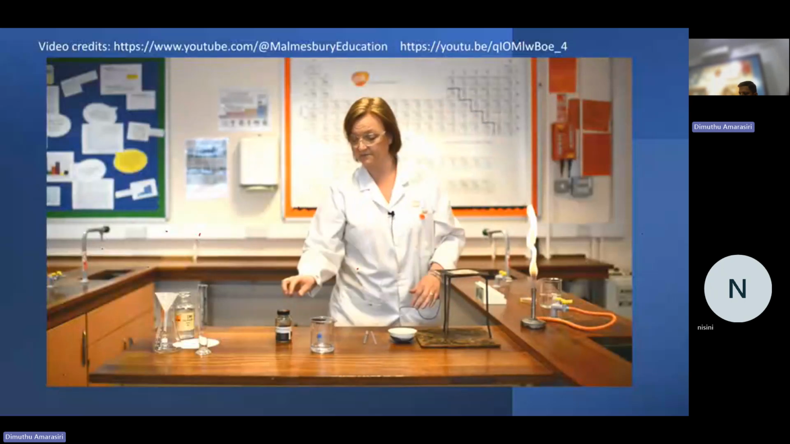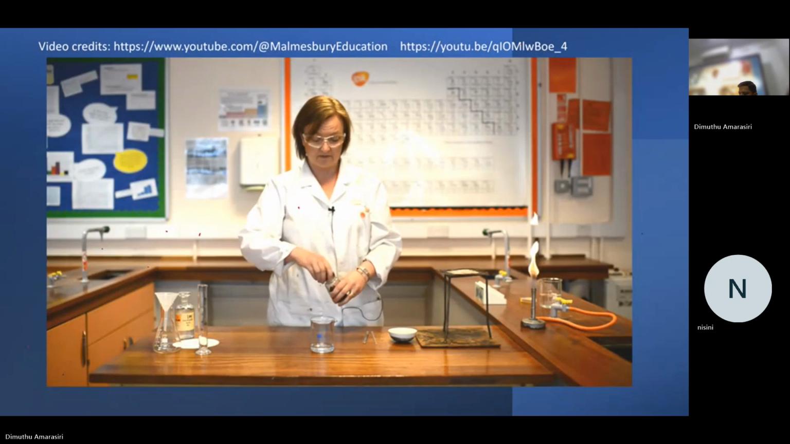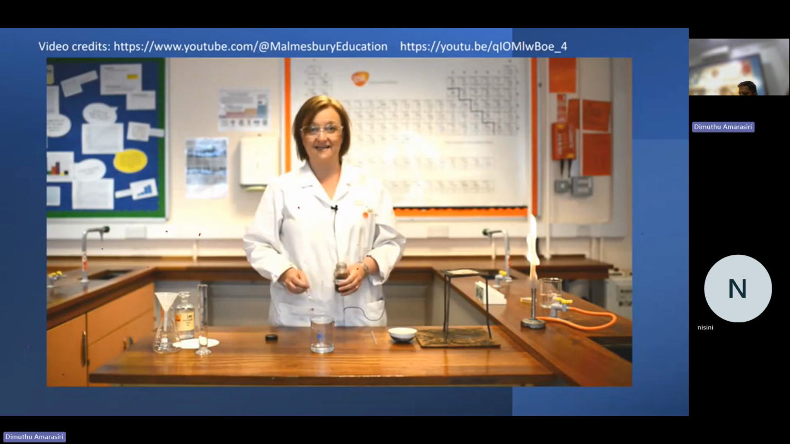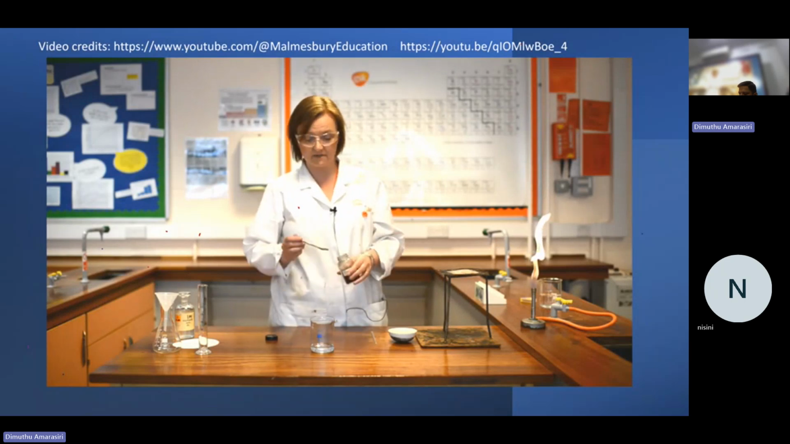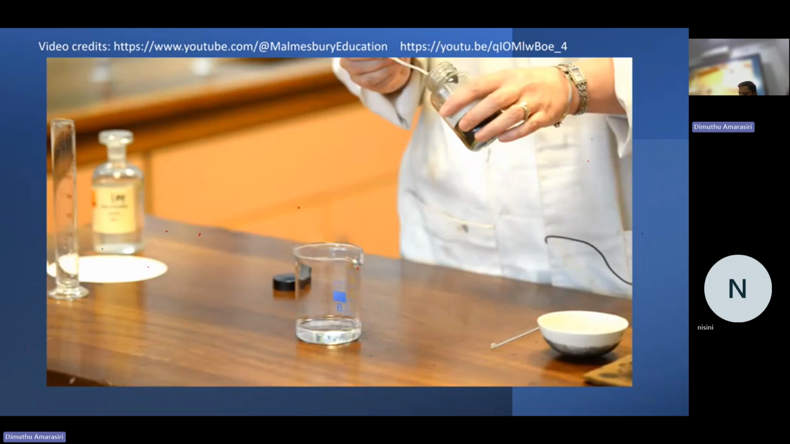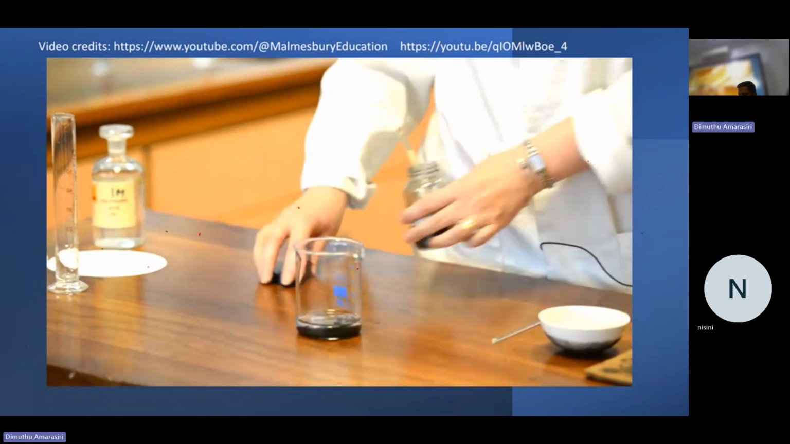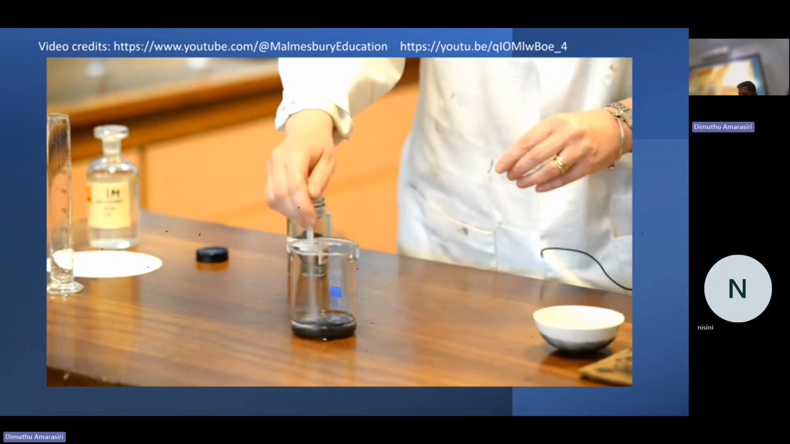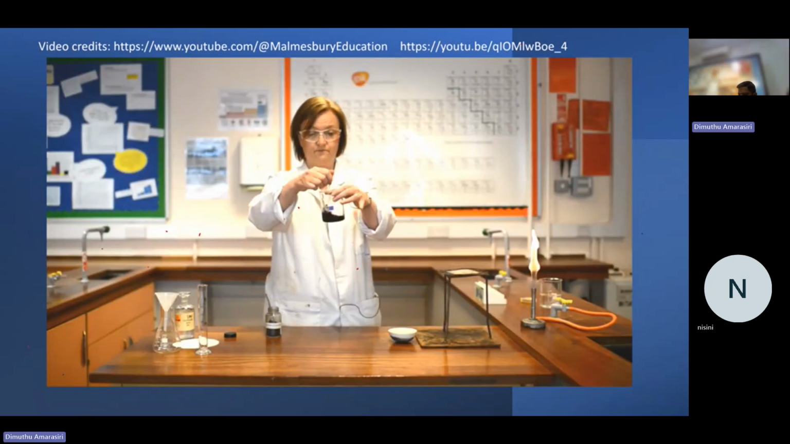And I'm going to now add my copper oxide. I'm going to add excess copper oxide, which means I'm going to add more than I need to neutralise all of the acid. How will I know I'm adding an excess? Well, I'll show you. I'll add a little bit of it to start with, and give it a stir with my glass rod. Straight away, you should be getting a chemical reaction.